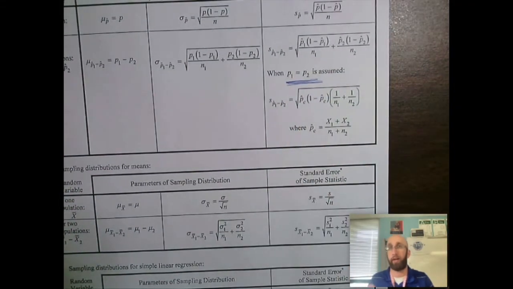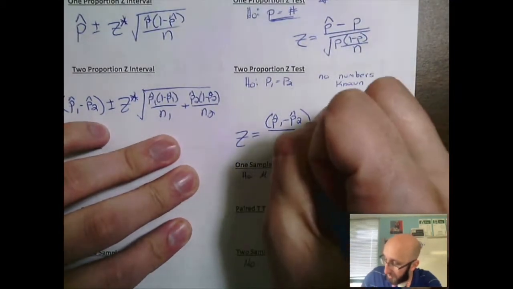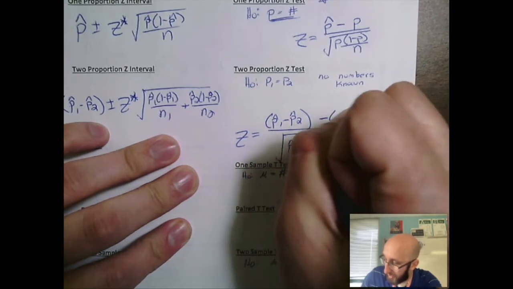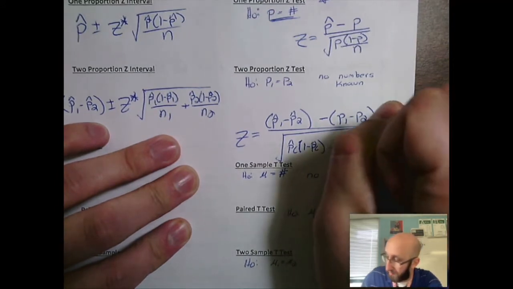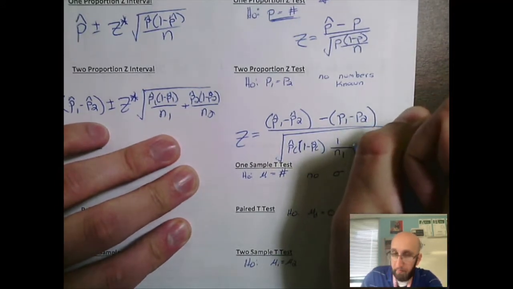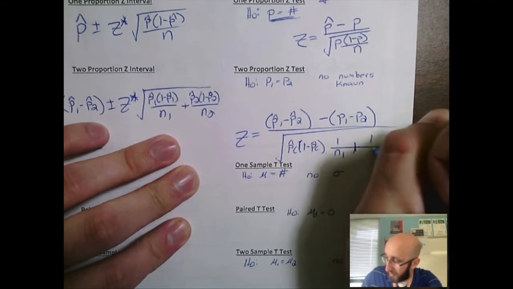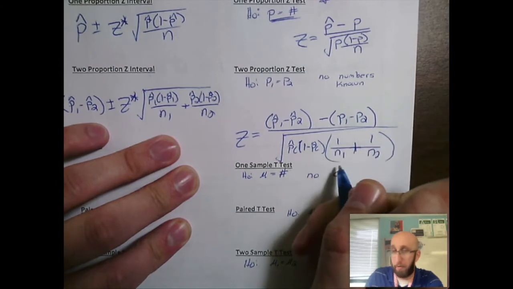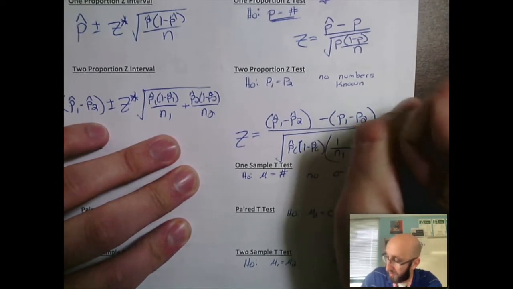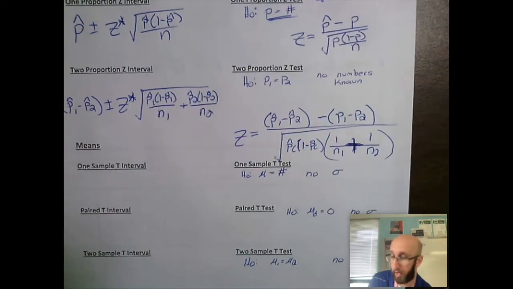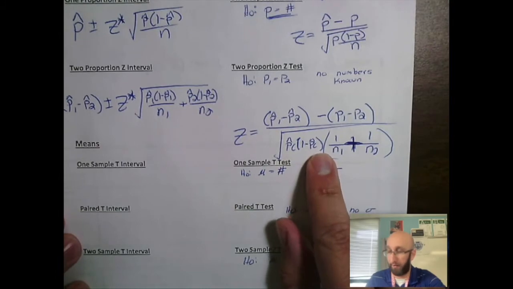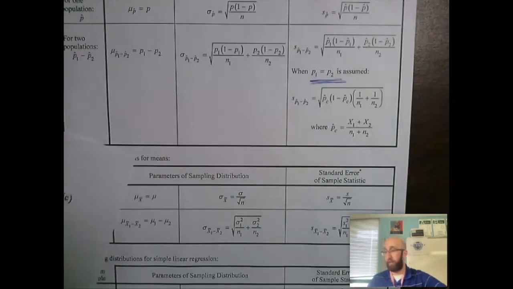It's a pooling of the samples. So my standard error down there is going to switch to p-hat c times 1 minus p-hat c, and that multiplies our fractions of 1 over n1 plus 1 over n2. Those are two separate fractions. So that gets us a pooling of the samples. Neat. Let's move on to our means.